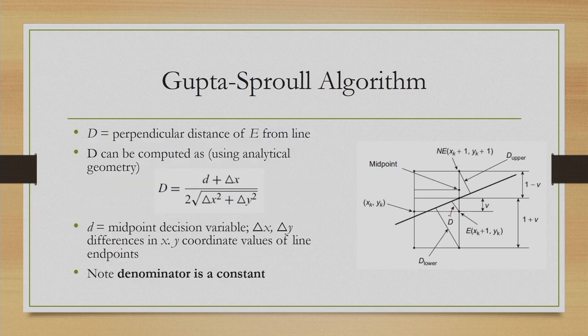Now, D is the perpendicular distance from the point to the line, and we can compute D using geometry as shown here, where delta x, delta y are the differences in x and y coordinates of the line endpoints. So, they are constants essentially. So, the denominator here is constant.